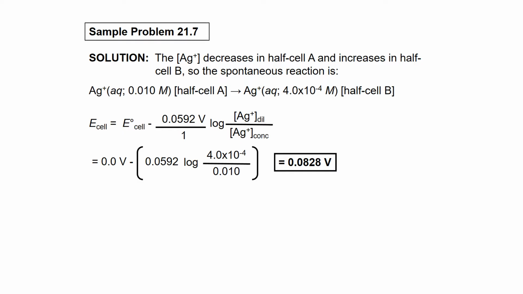The silver ion concentration decreases in half cell A, as the spontaneous reaction proceeds, and increases in B. So the two concentrations are there. You need to write the Q or Keq of this reaction, and that is what you'll have here. So E cell will be E0 cell minus 0.0592 over 1 V times log of the two concentrations, and it gives us that value. Please try to do the calculation just to confirm that what is here is the right thing.